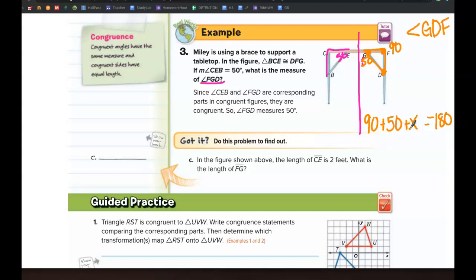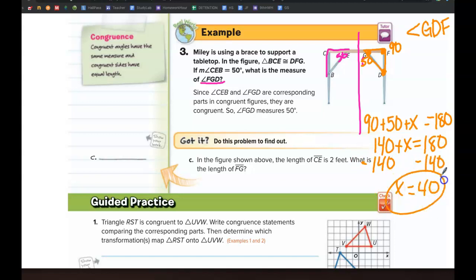So all three of these angles equal 180, correct? So 90 plus 50 is 140 plus x. Then you would subtract 140, so x would equal 40 degrees. So even if they're not corresponding in the triangles, you can still find them. You just have to do a little more work for it. Questions on that? Pay attention to what angle they're asking you to find.